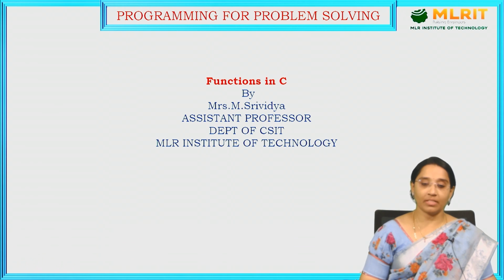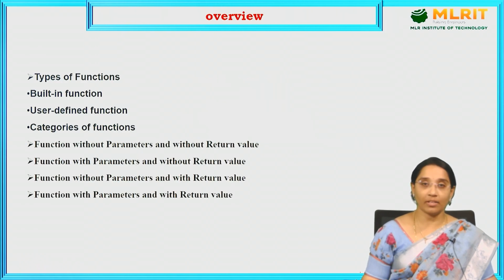Today's session we will see the categories of functions. In the last session we have seen what is a function, why do we need functions in C, and we have seen one sample program also, how to declare a function, how to call a function and how to write a function program. Now we will see the categories of function. So let's recall the last session what we have discussed.